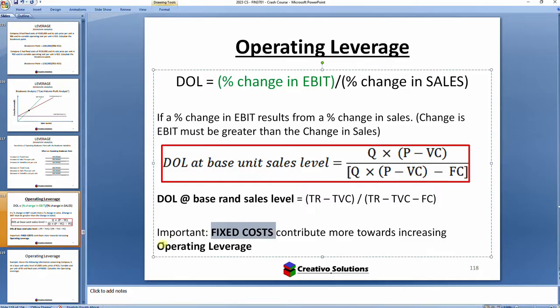You have operating leverage. That can allow you to do more. Same with water and electricity. If you can fix those variable costs, it gives you more leverage. And this is what this formula is helping you to calculate.